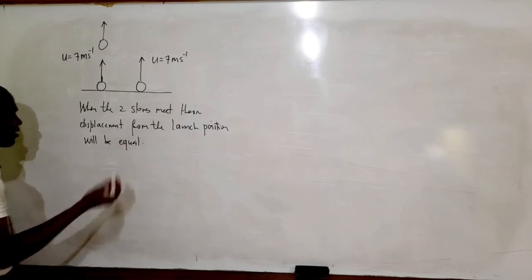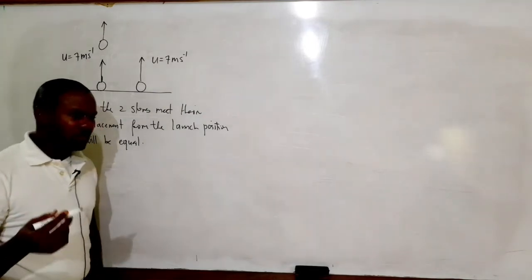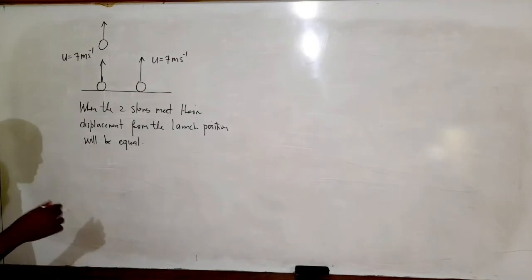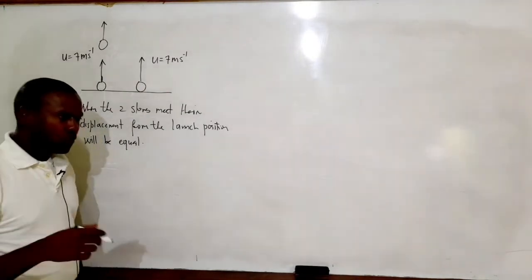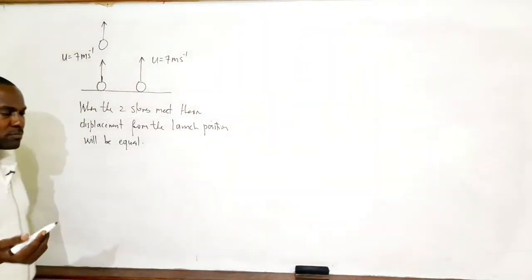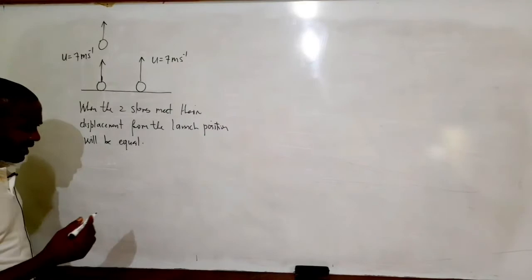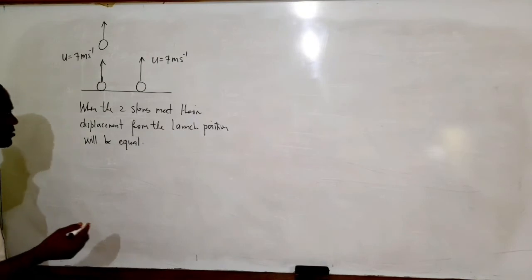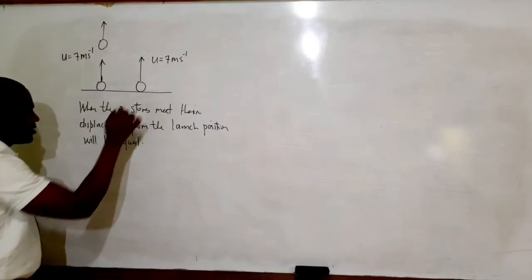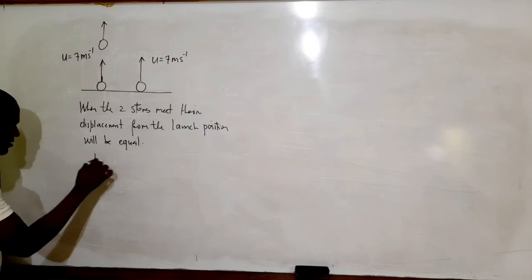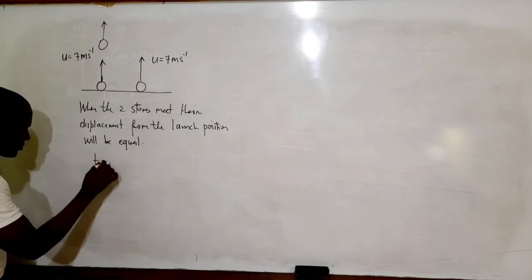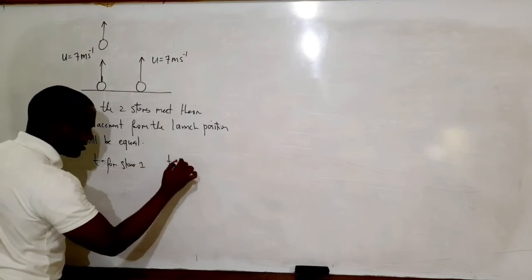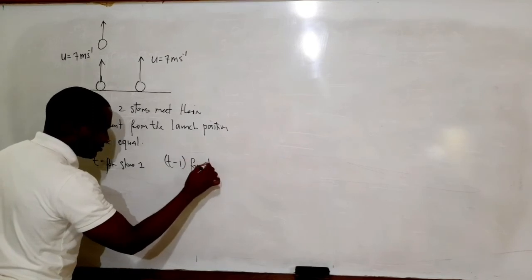Because the second stone is projected 1 second after, if the first stone has traveled for a time, say t, the second stone would have been traveling for a time t minus 1. So stone 1 would have traveled for t seconds, and stone 2 for t minus 1 seconds.